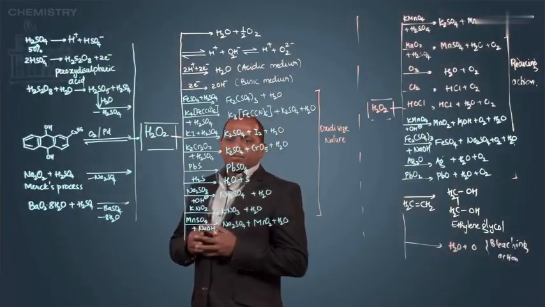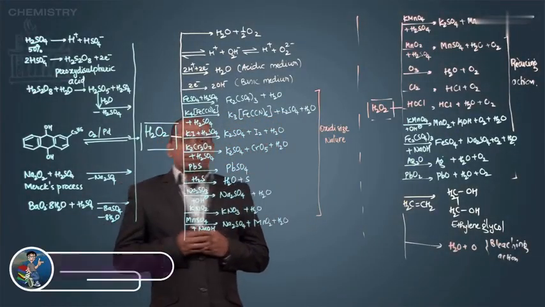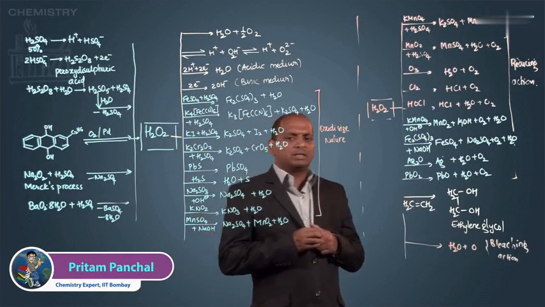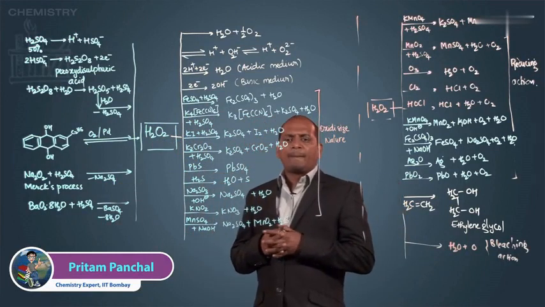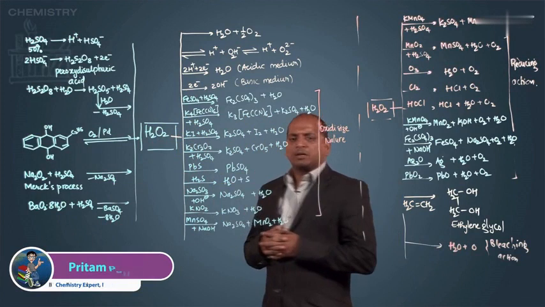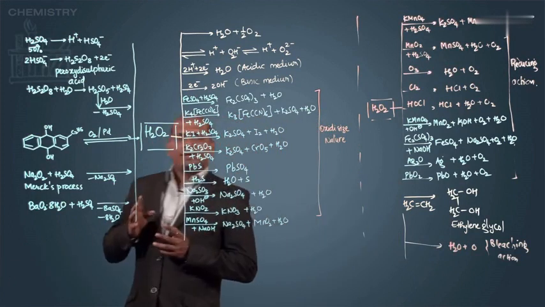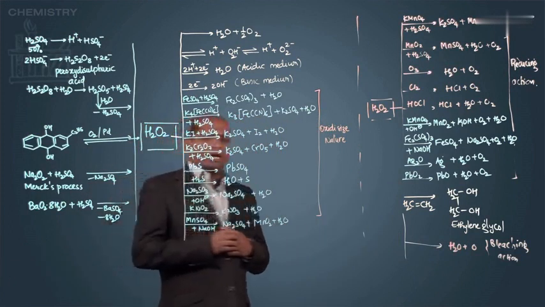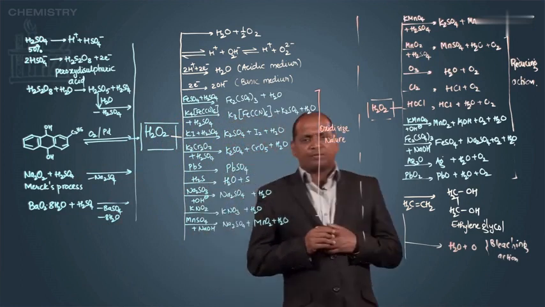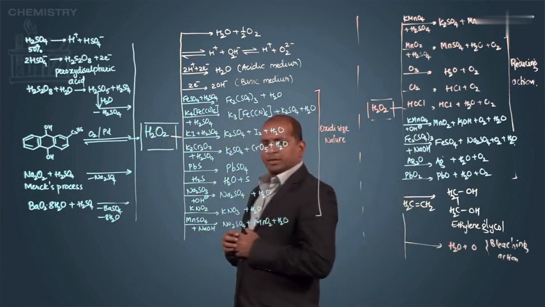So guys, another compound of hydrogen is hydrogen peroxide. It's a very important laboratory reagent. Now, hydrogen peroxide can be prepared by various methods. The first is electrolysis of concentrated sulfuric acid, that is 50% sulfuric acid.